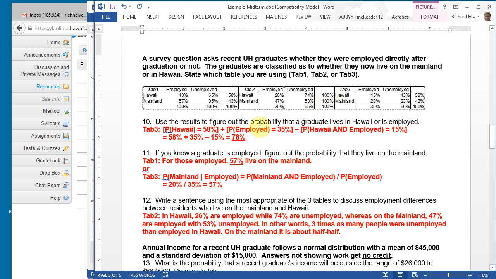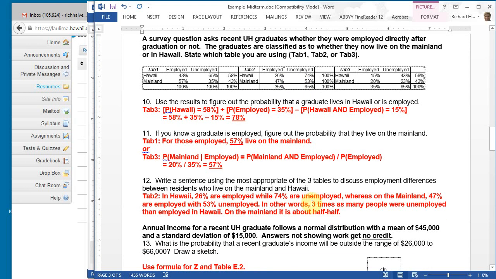For the mainland, though, for those graduates who are living on the mainland, we see out of 100%, 47% are employed and 53% are not employed. So that's more like half. So in other words, 3 times as many people were unemployed as employed in Hawaii, whereas on the mainland it's about half. Okay, that's my sentence.